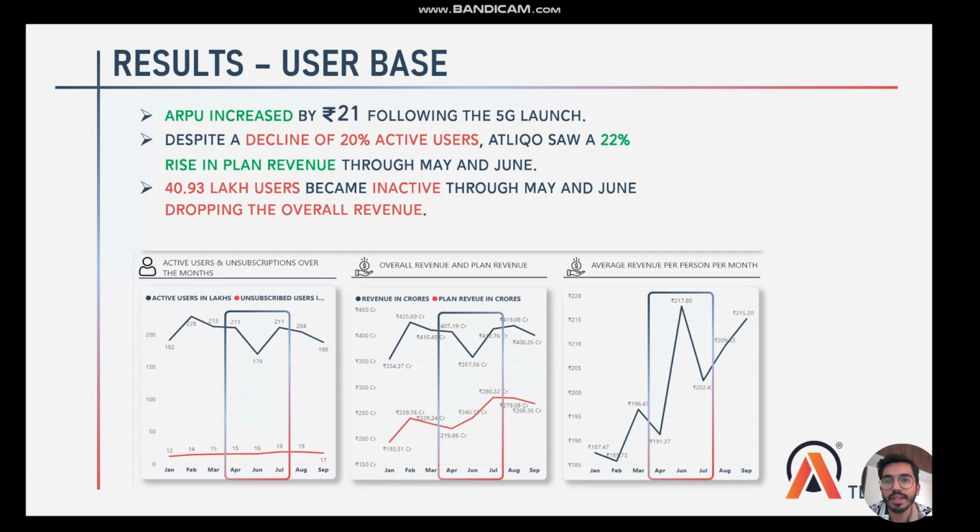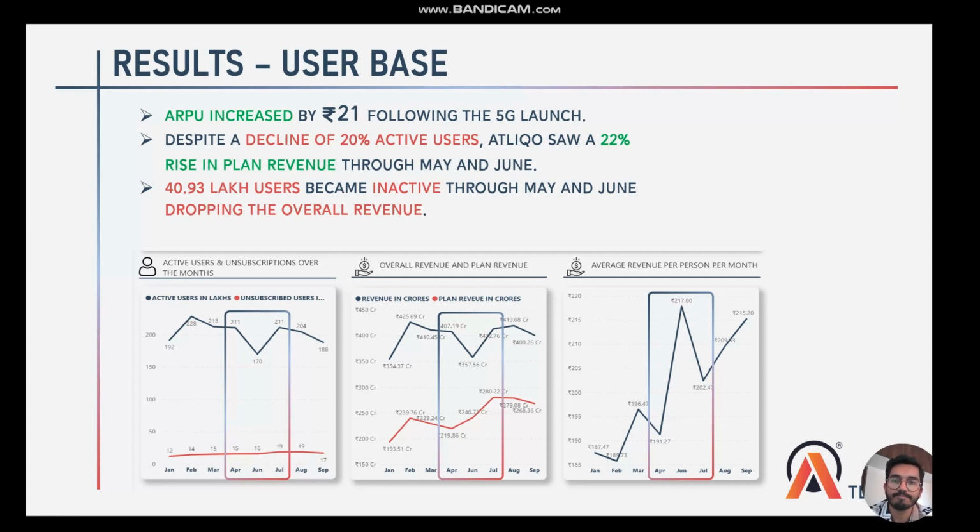What we found was that the average revenue per person increased by 21 rupees after the launch of 5G. And then you can see the maximum average revenue per person is 217 rupees in the month of June, and this is the average of all the days for that month.